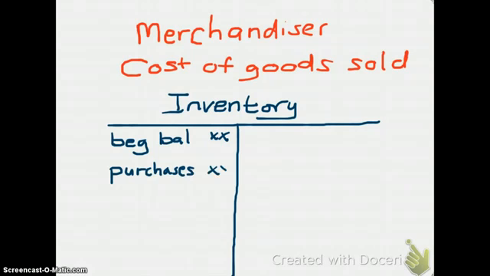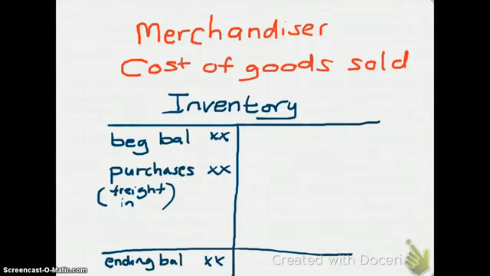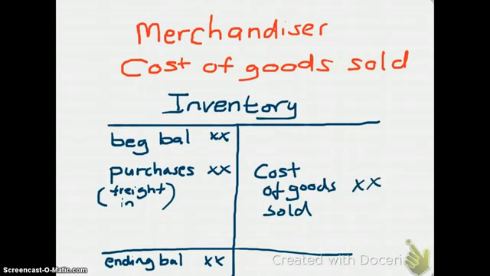So we have our inventory T account, and what the inventory T account consists of is a beginning balance. Purchases of inventory increase your inventory balance. Don't forget, freight in on purchases is included in the cost of your inventory. So freight in and the cost of what you purchased increases your inventory balance. Then we do have an ending balance that represents your inventory in hand at the end of the year or end of the period. And then we have cost of goods sold, which decreases your inventory account. As inventory is sold to customers, the cost of the inventory that is sold decreases your inventory account, and we call that cost of goods sold.